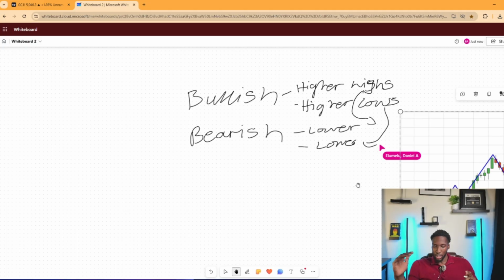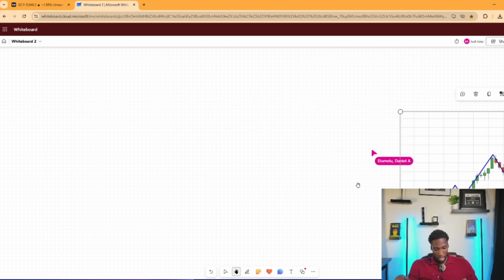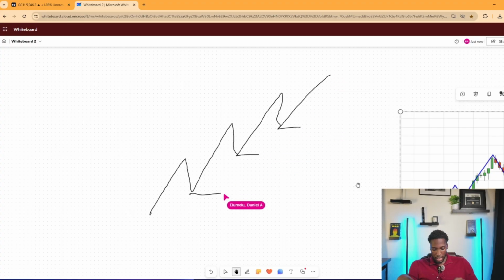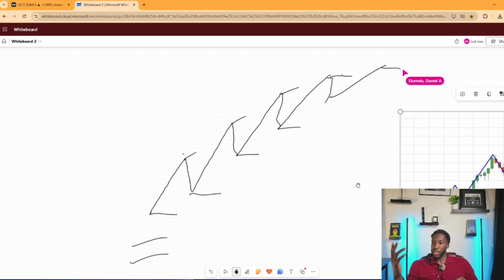So a bullish trend, like the chart gave it away, is pretty much just this: high, low, higher high, low, higher high, lower, higher high. This low is higher than this low, which is higher than this low, which is higher than the previous low, and higher than the other low. It'll always be higher. This high is higher than this high, which is higher than this high, which is higher than this high. It'll always be higher. Higher highs and higher lows.